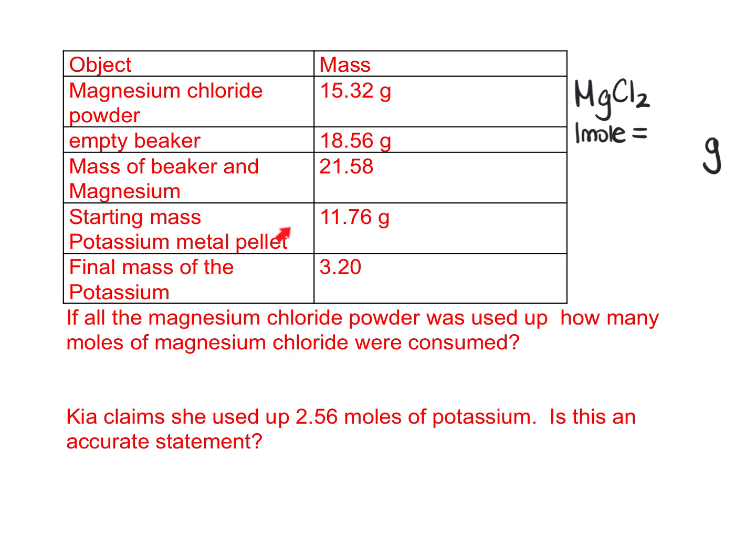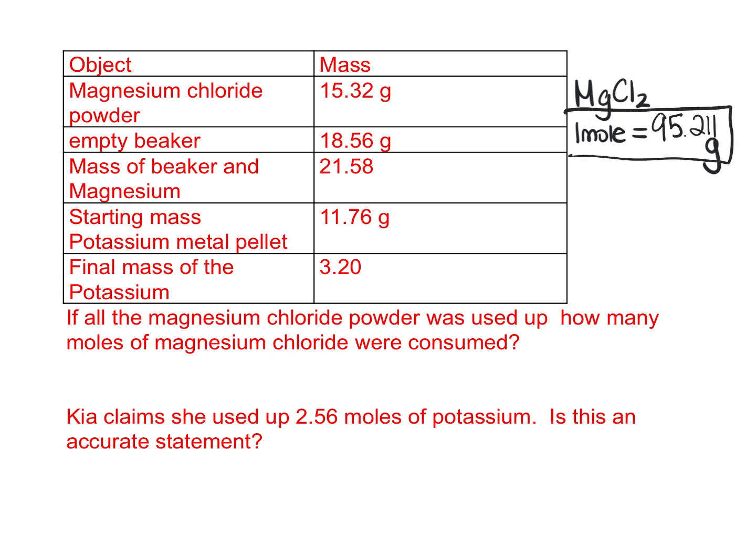So the first question on this problem says that all the magnesium chloride powder was used. How many moles would that be? So here's our magnesium chloride powder. We used 15.32 grams. We need to find out how many moles that would be. So we're going to need the molar mass of magnesium chloride. So I calculate that first and I get 95.211 grams is in 1 mole.